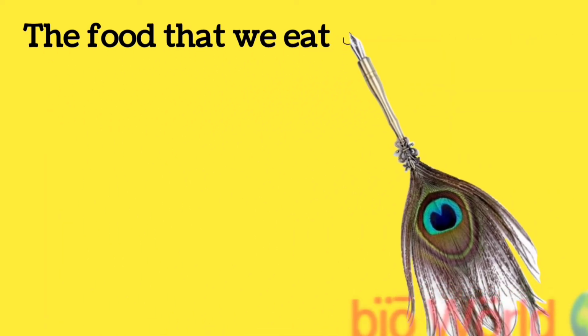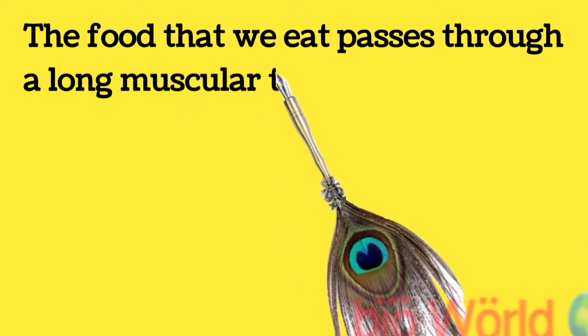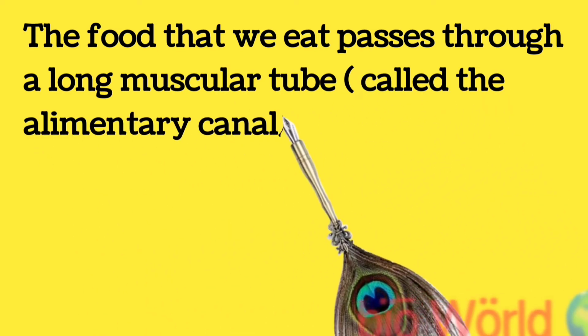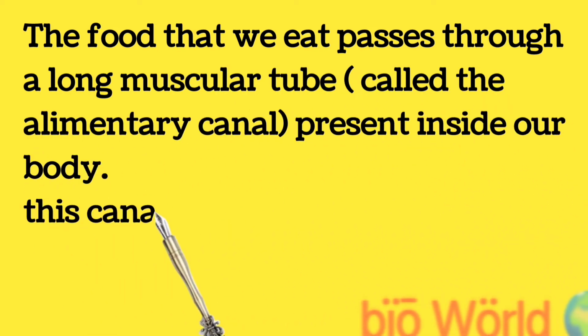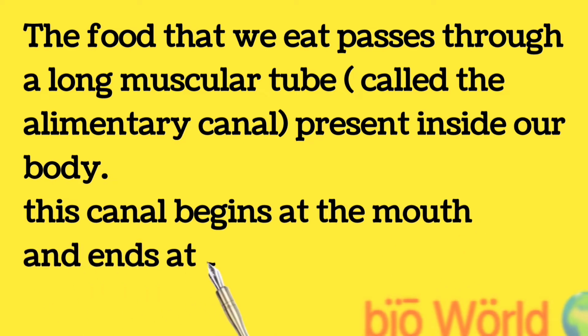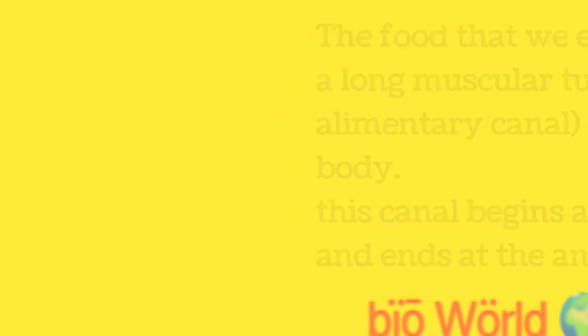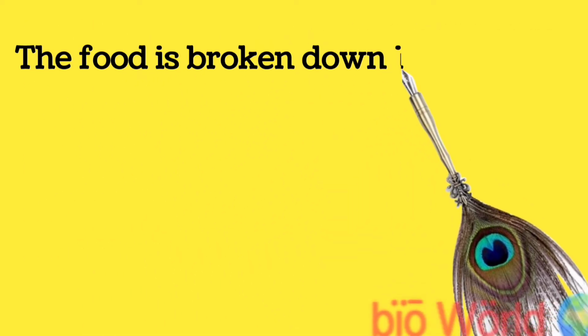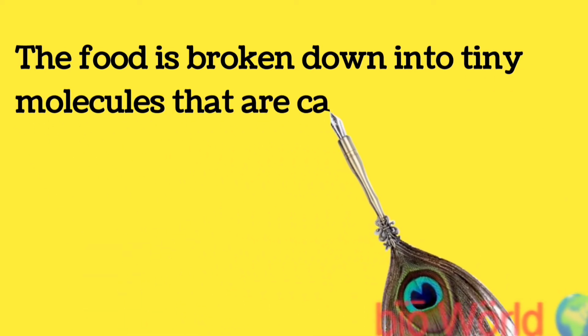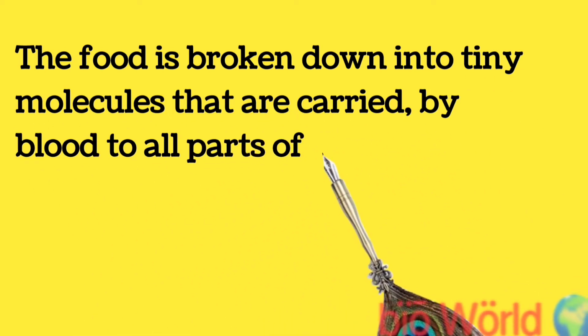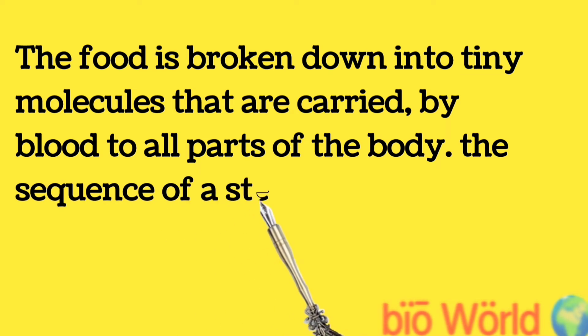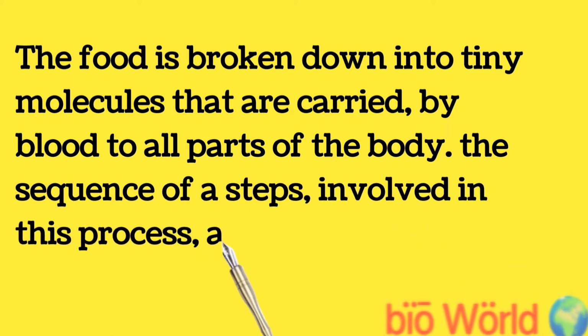The food that we eat passes through a long muscular tube called the alimentary canal present inside our body. This canal begins at the mouth and ends at the anus. The food is broken down into tiny molecules that are carried by blood to all parts of the body. The sequence of steps involved in this process are as follows.